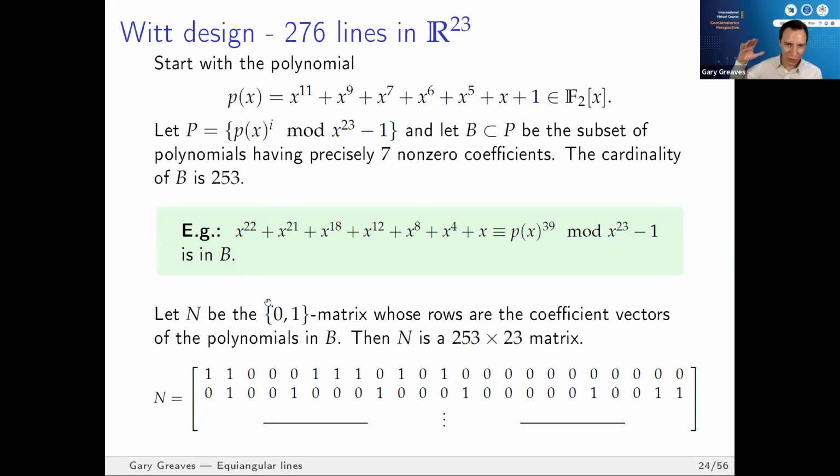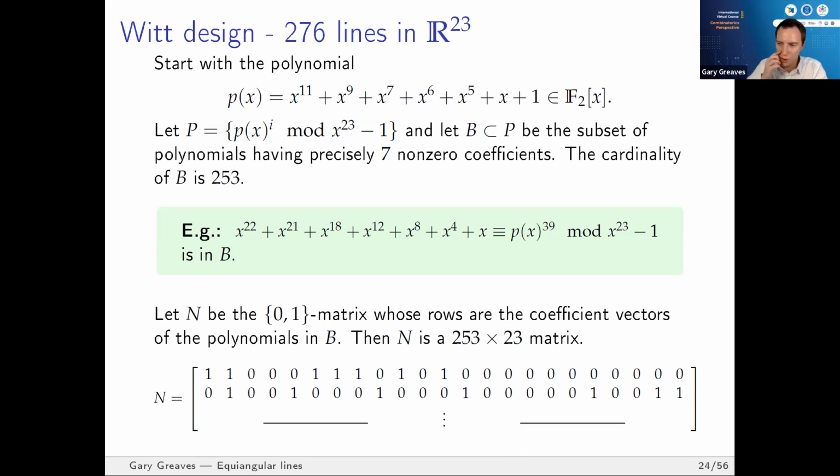Okay, so we collect all of these 253 polynomials using this construction, and now we turn this into a 0,1 matrix. I'm going to take N to be my 0,1 matrix, and the rows are the coefficient vectors for each of these polynomials in B. We know there are 253 polynomials, so we're going to end up with 253 rows, and it's a coefficient vector of a degree 22 polynomial, so we need 23 columns. We have x to the 22 all the way down to x to the 0. So in total, we need 23, 22 plus 1.